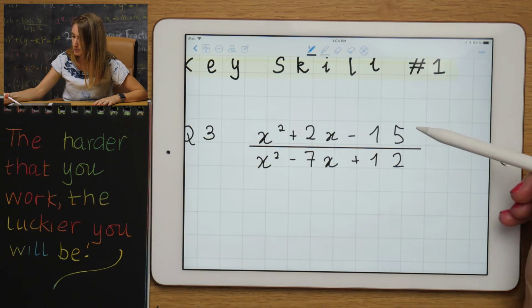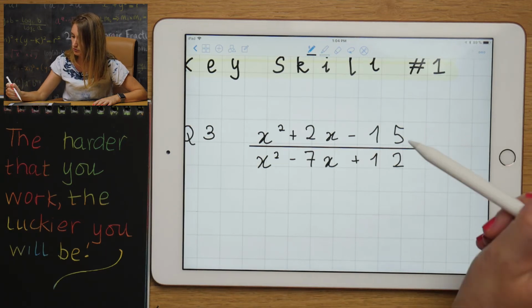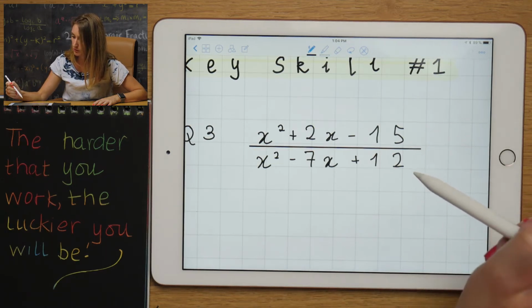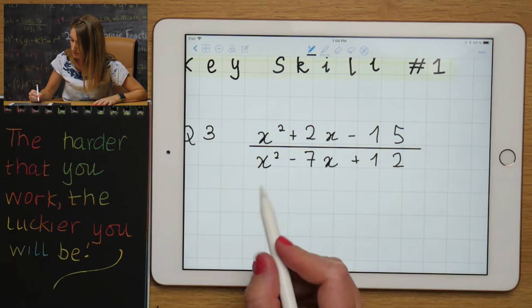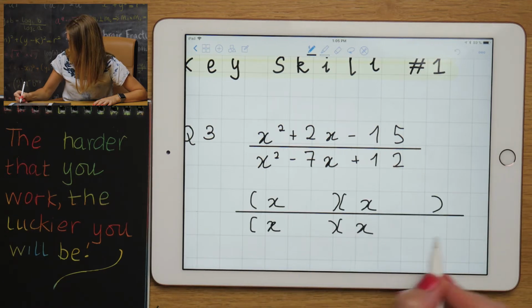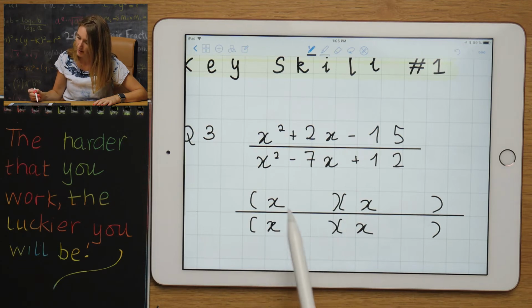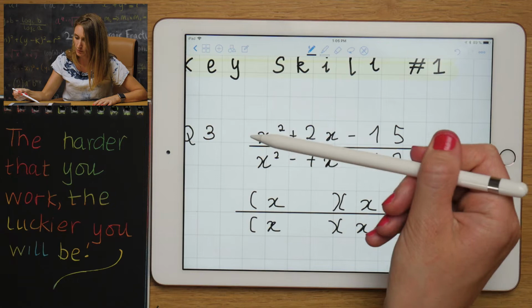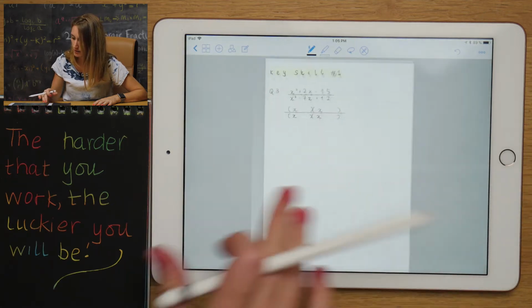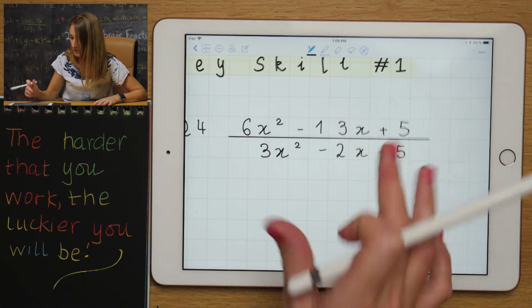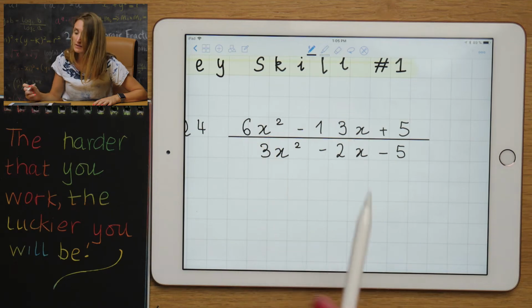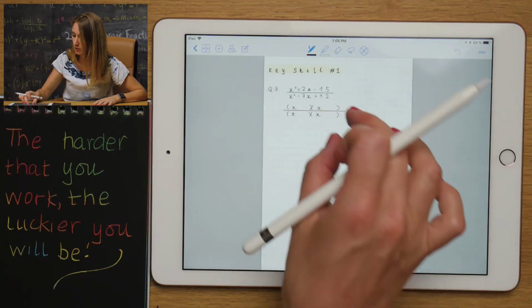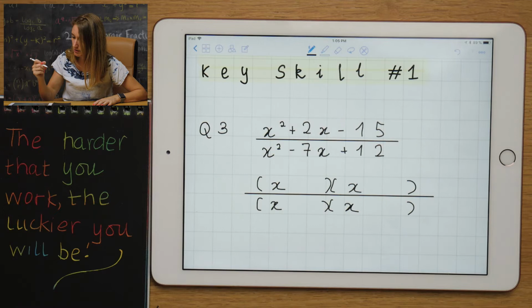Now we've got a double quadratic in question 3, a quadratic on the top and a quadratic on the bottom. So both of those need to be factorized. I've put open brackets and put x's for both of these because they're both monic, so they don't have a number in front of the x squared. If you do have a number in front of the x squared, like these two here, it's a little bit more complicated, a slight bit longer. We're going to get to that in question 4.